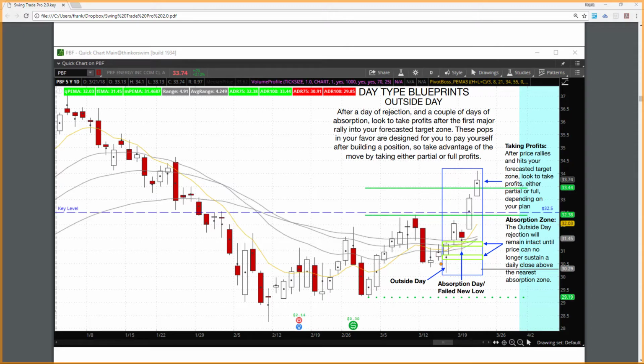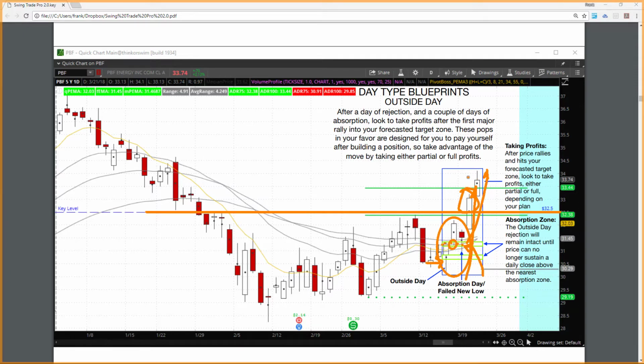So remember, great outside day here. You had a hold here, but this right there, again, was a failed new low at the absorption zone. Three different opportunities to enter that trade, or three opportunities to build a position. And then a big pop higher. It pushes through our 32.5 key level. It smashes through our target zone and continues higher.